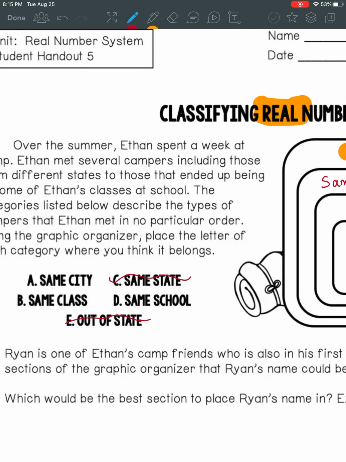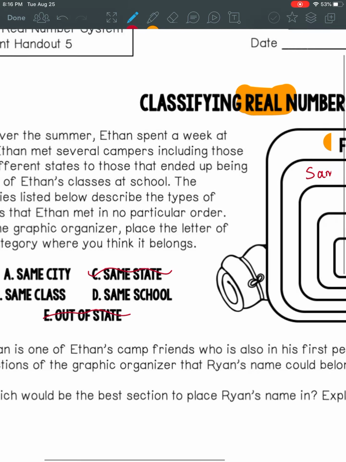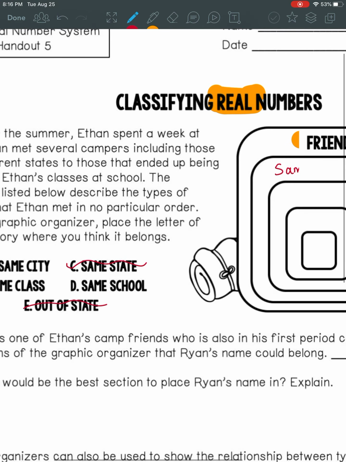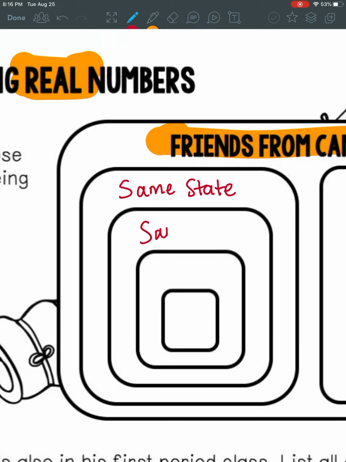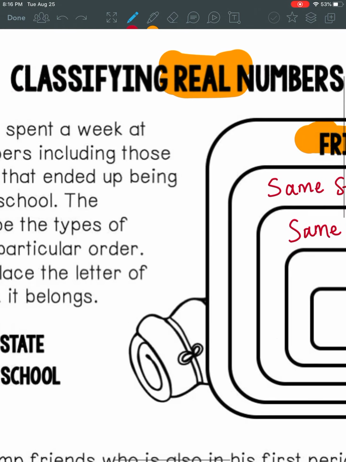We have same state and out of state, which is what we separated those 2 boxes into. Next would be the next specific thing: same city, same class, same school. We're going from least specific down to most specific. Here they could be from the same state, but they may not be from the same city. So if they fit into this box here, that box isn't inside the other boxes, so it would just fit into the category of same state and then the category of friends from camp.